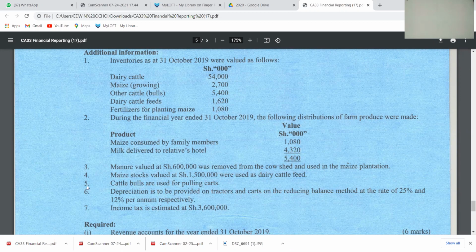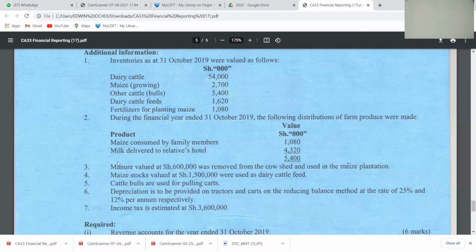Number five, cattle bulls are used to pulling carts, so that is fine, there's no explanation there. Then depreciation, again, that is a bit direct. Depreciation is just an expense, so it can never affect the respective revenue account, but the general income statement for the farm. Then income tax we will subtract after we get a profit before tax.